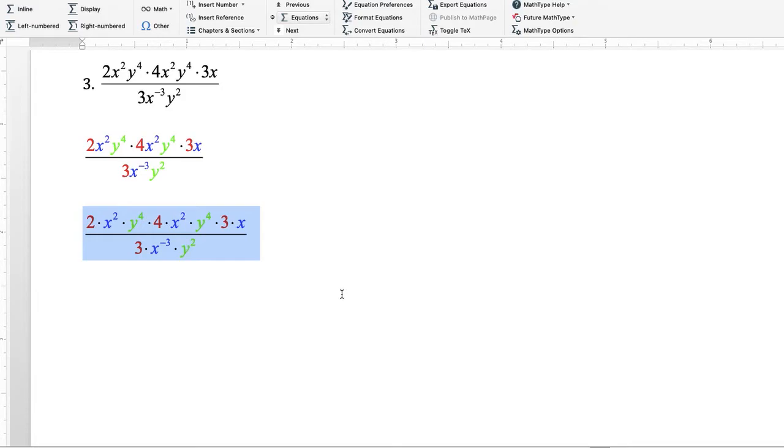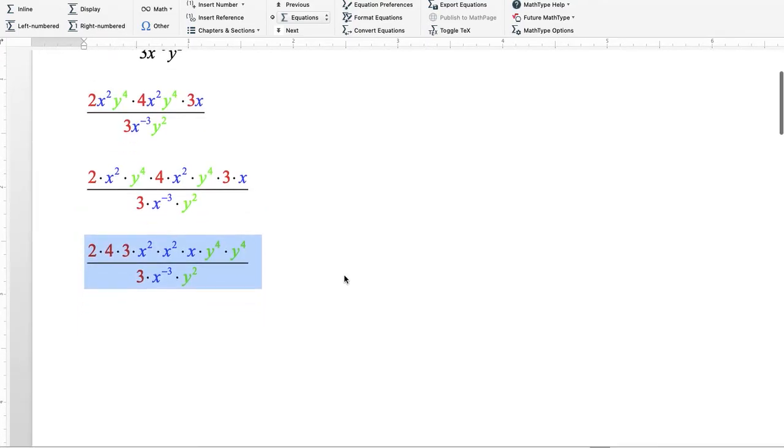I'm going to swap all of the numbers so that they're together, all of the x terms so they're together, and all of the y terms so they are together. Haven't used any properties of exponents yet, just taken everything and grouped it. Now we've got all of these numbers together, all of the x terms together, all of the y terms together.